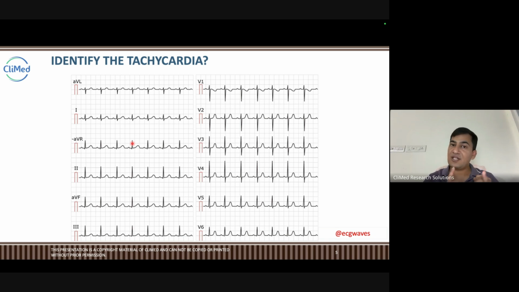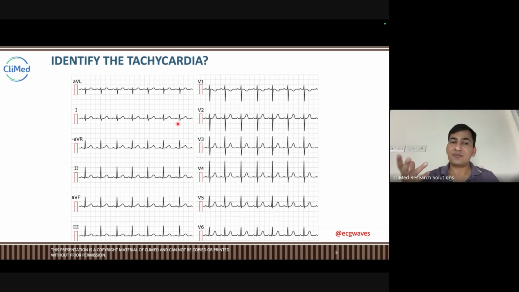So first thing heart rate, then ectopics, then rhythm, and then your QRS complex, and then your P wave, and then your baseline. If you remember these parameters, you can easily identify the arrhythmias or tachyarrhythmias. If you're not learning this, then I cannot help you, literally. Now you look, everything is simple.